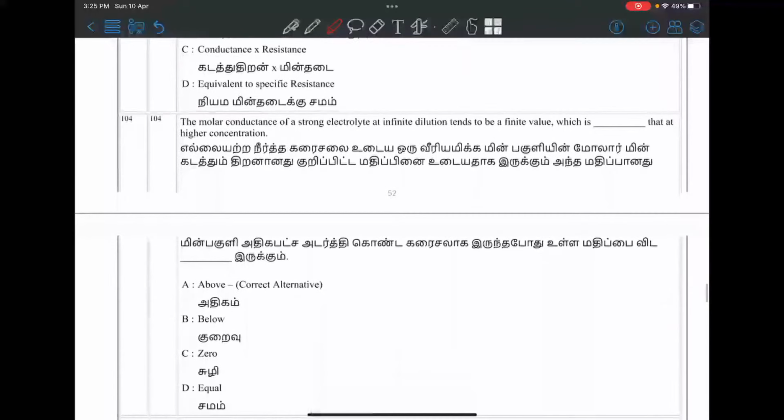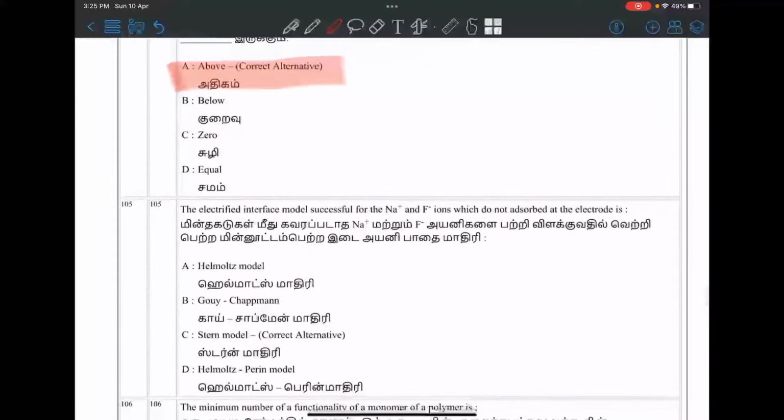The molar conductance of a strong electrolyte at infinite dilution tends to be finite value, which is dash that at higher concentration, above. The electrified interface model successful for the Na+ and F- ions which do not adsorb at the electrode is Stern model.